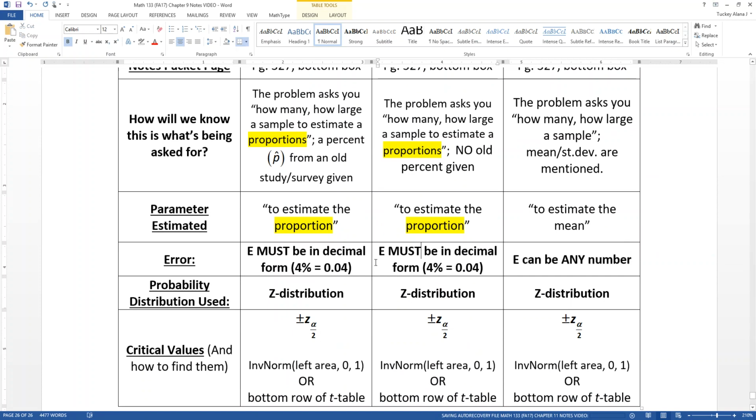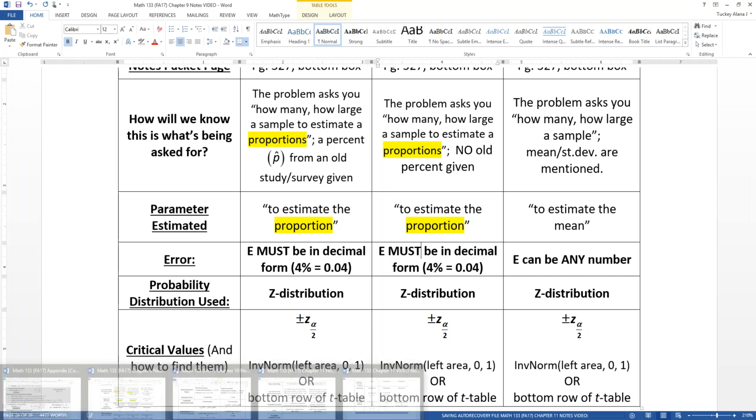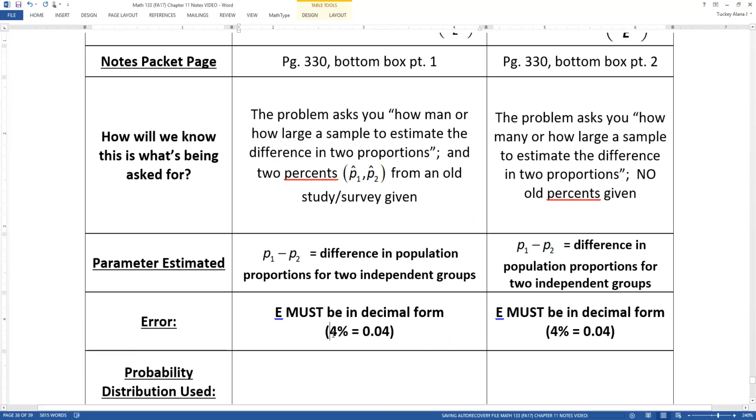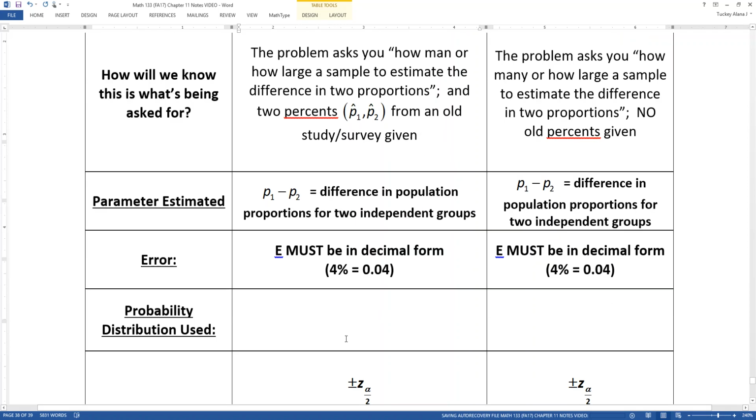But for the proportion ones, it must be a decimal because your proportions are limited, and the difference in proportions is also limited to between two numbers, between 0 and 1. So therefore, your error must also be limited between 0 and 1. So you have to turn it into a decimal.